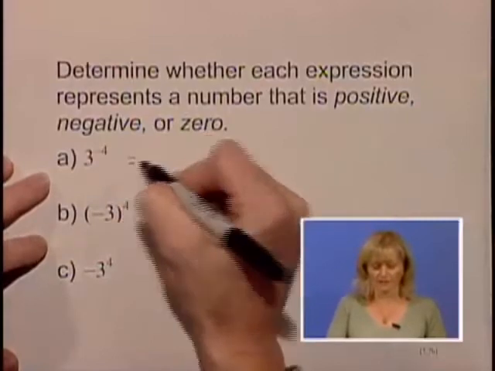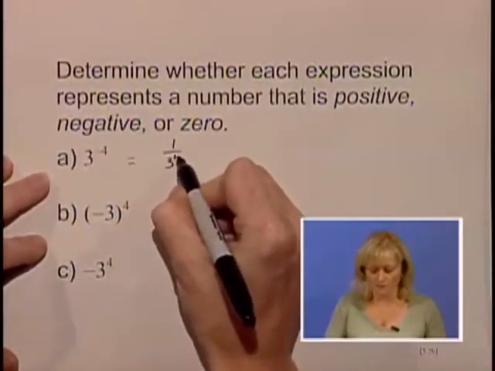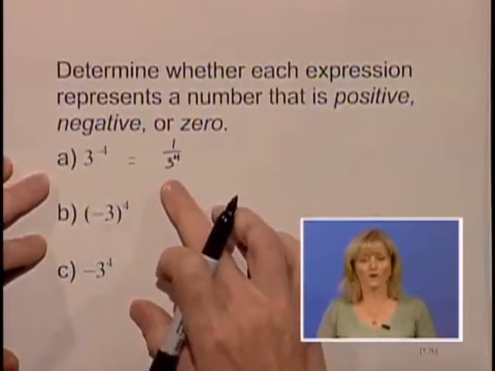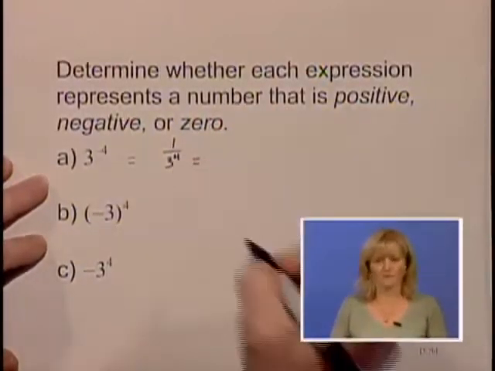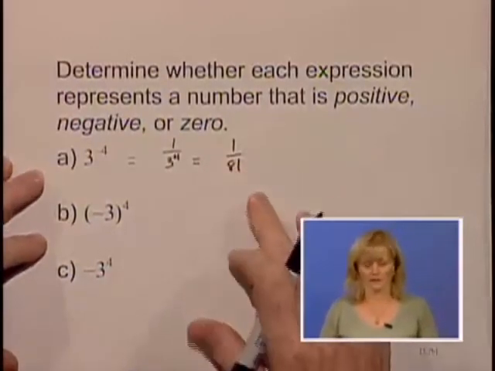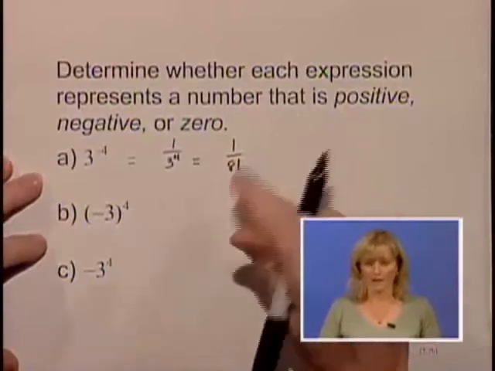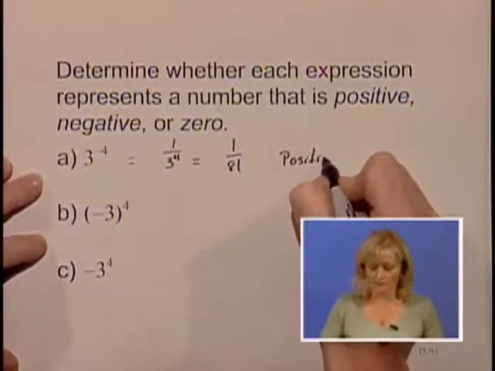By definition, that negative exponent transforms our problem into 1 over 3 to the positive 4. Simplifying that a little further, we have 1 over 81. 1 over 81, although it's a fraction, it is a positive number.